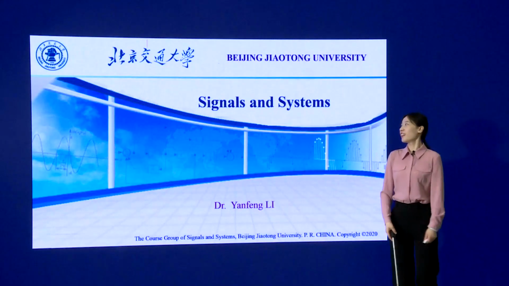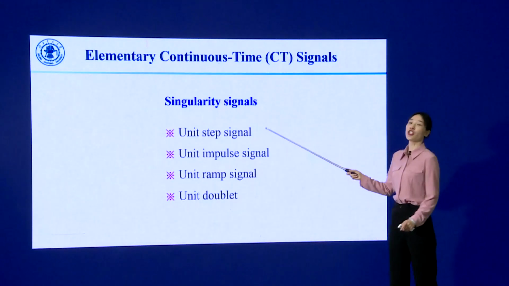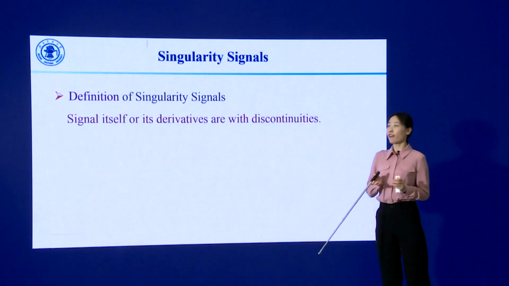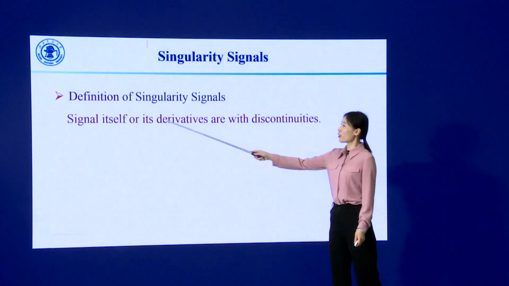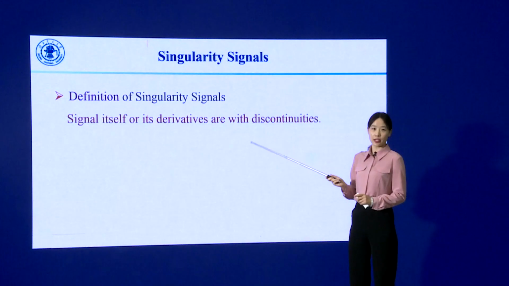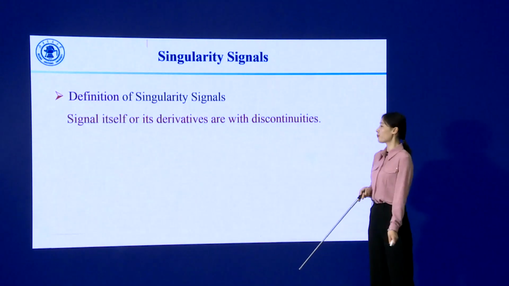Hello everyone. In this lecture, we will introduce the singularity continuous time signals. Now, what is the definition of a singularity signal? If this signal or its derivative has discontinuities, then this signal is a singularity signal.